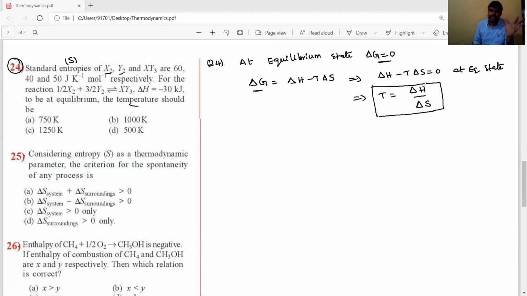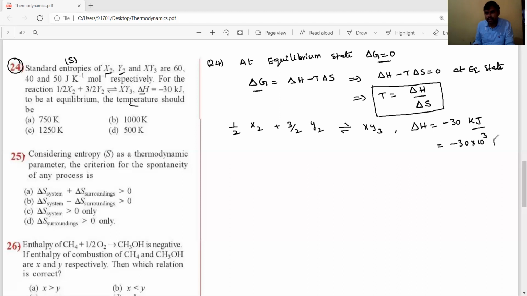Okay, students. For this given question we already know the delta H value. In the equation, half mole of X2 plus 3 by 2 moles of Y2 is converted into 1 mole of XY3, and delta H is equal to minus 30 kilojoules they give. Now minus 30 kilojoules is nothing but minus 30 into 10 to the power of 3 joules.